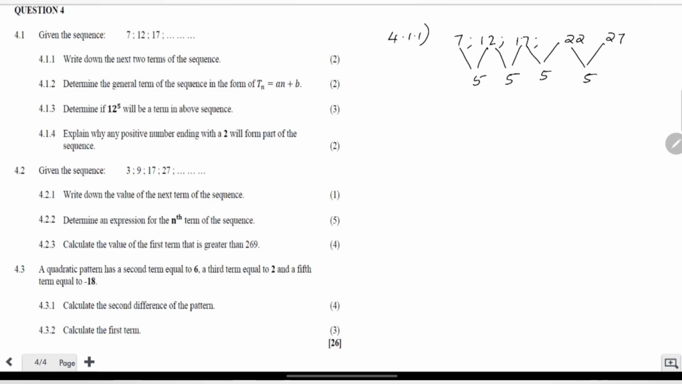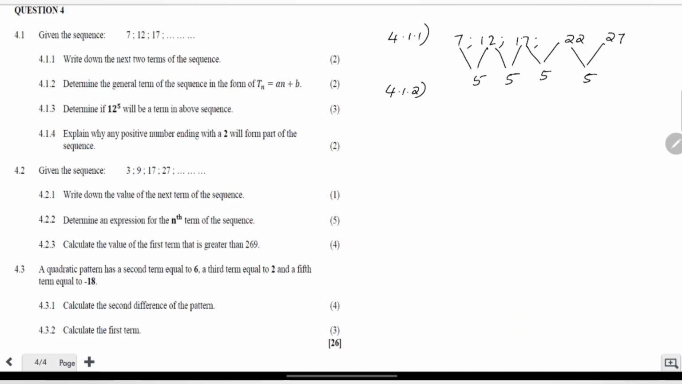So when you look at those numbers, 7, 12, 17, 22, 27, 32, 37, 42, 47, 52, 57, see, a particular type of numbers are forming. Did you see that one? Okay, so it's a linear pattern. Now 4.1.2.